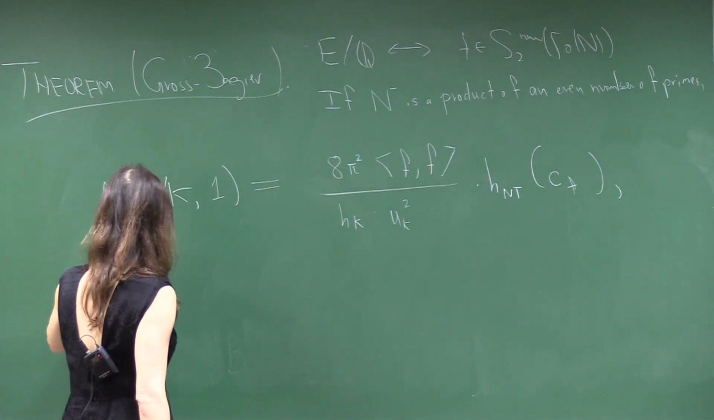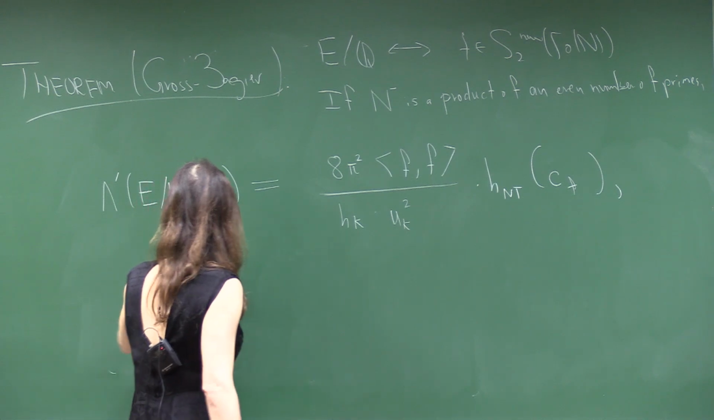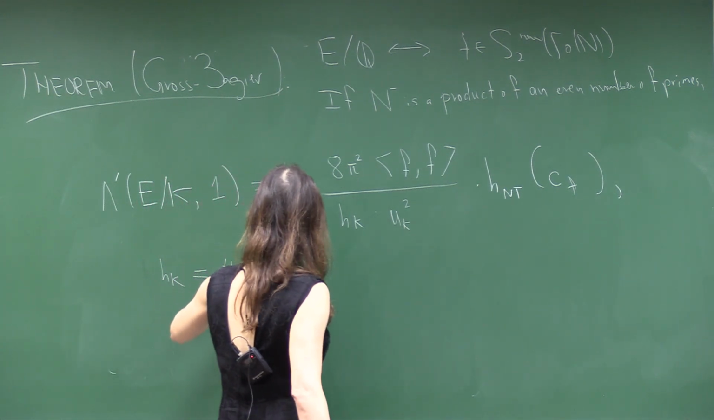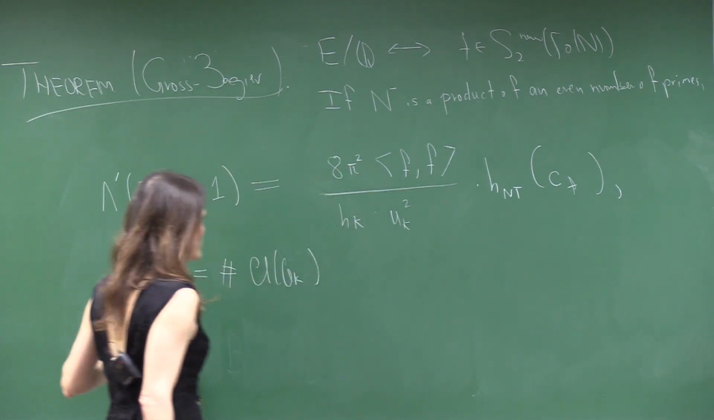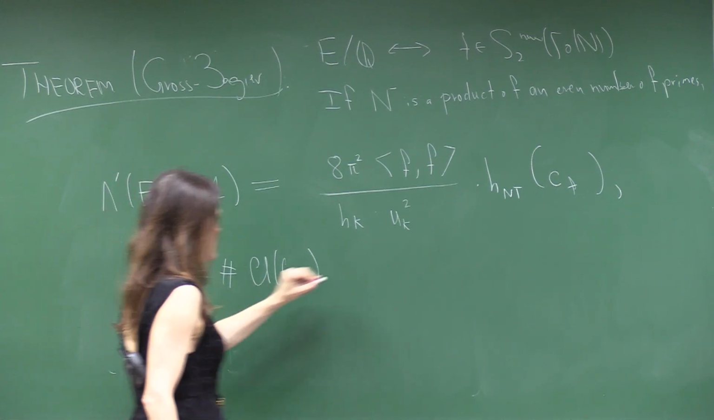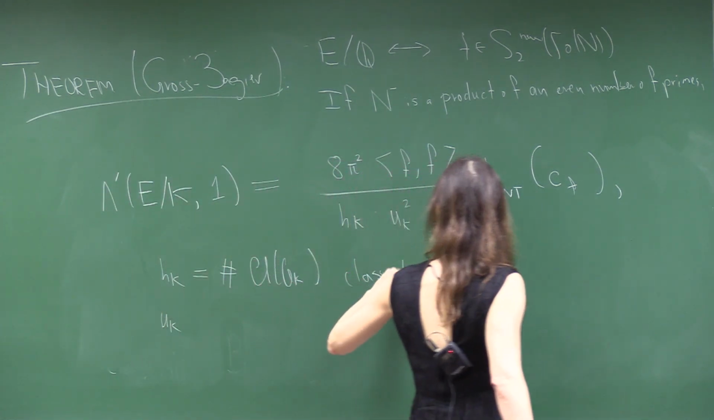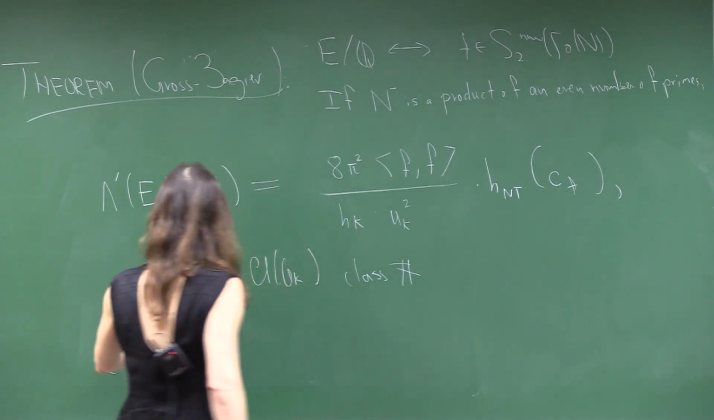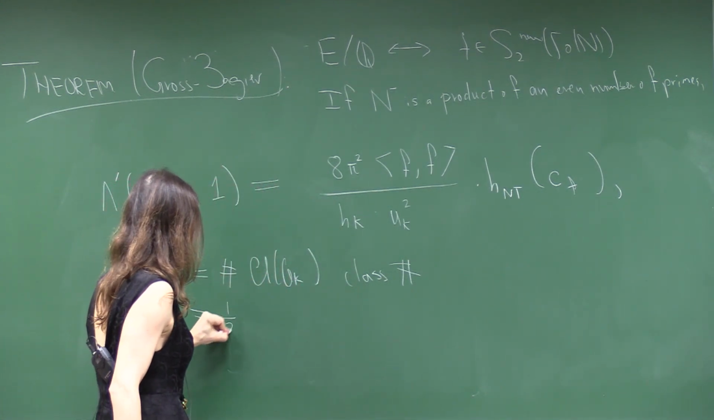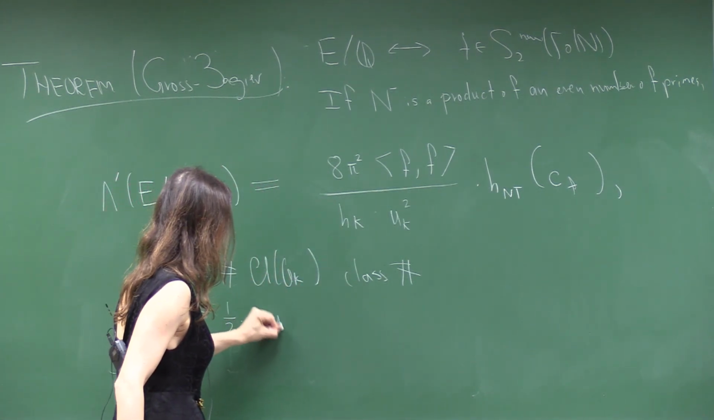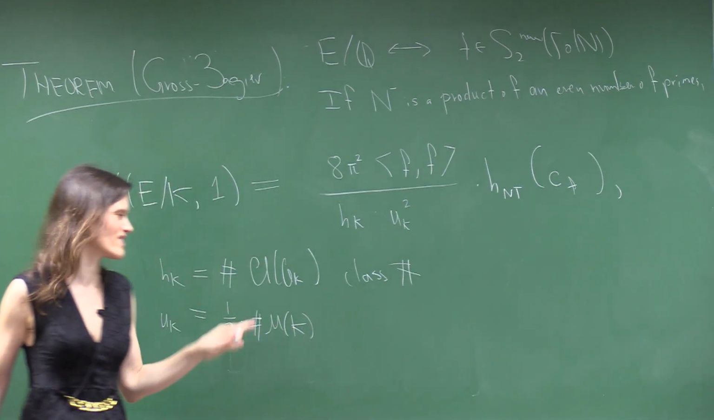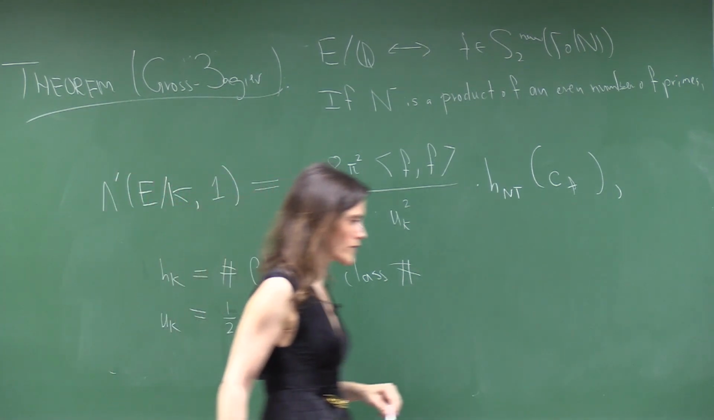So here, h_K is the class number. And u_K is one half the cardinality of the group of roots of unity in K. So it's going to be a small number, which doesn't matter so much.